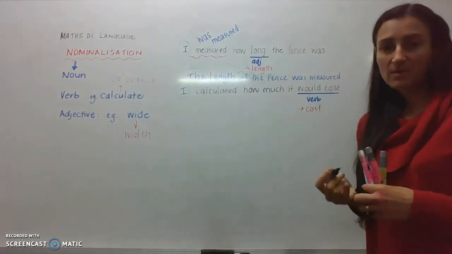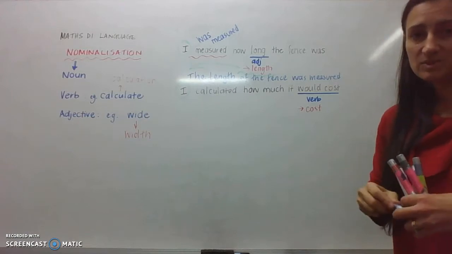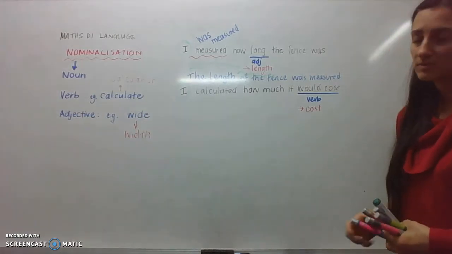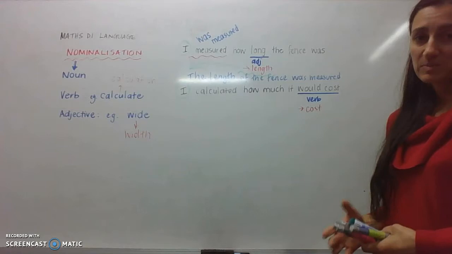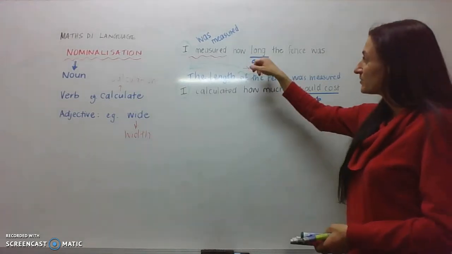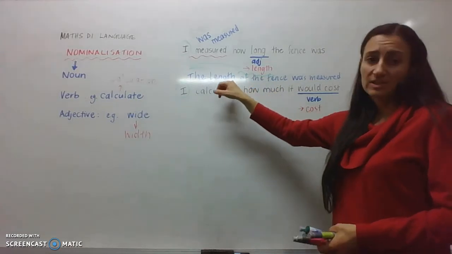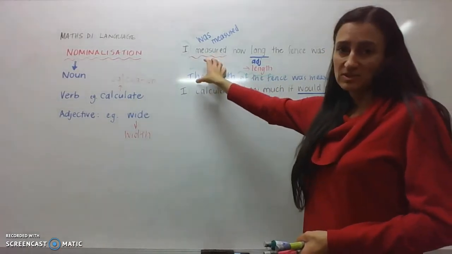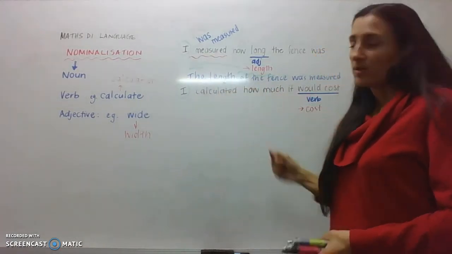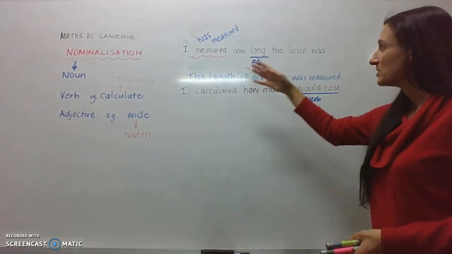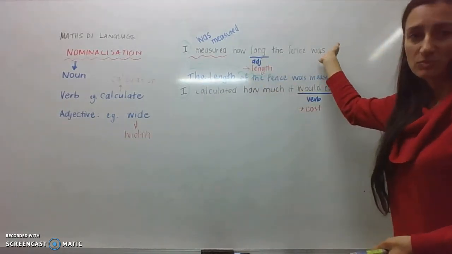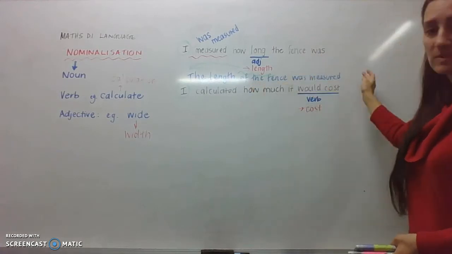So now I have no subject pronoun in that sentence, which means it is now impersonal and it's no longer active, it's passive. I also have removed my adjective and I've turned that into a noun, which allows me to put it in the subject position of this sentence. So now I've gone from a very spoken sentence, I measured how long the fence was, to a much more written sentence. The length of the fence was measured.